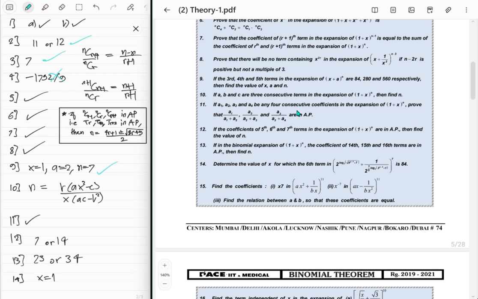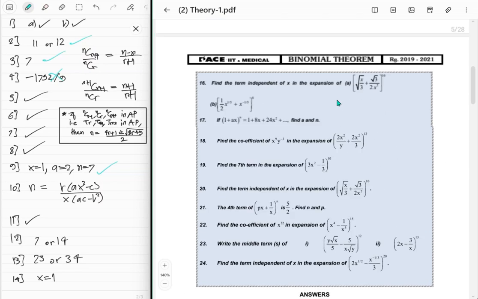Why? How can you even find something like that? ABC are the consecutive terms in the expansion of 1 plus x power n. Find n. You don't know what r is, you don't know anything. So how am I supposed to figure it out? This one is like consecutive coefficient. It might make sense probably, but what is this? And the ratio thing, it changes.